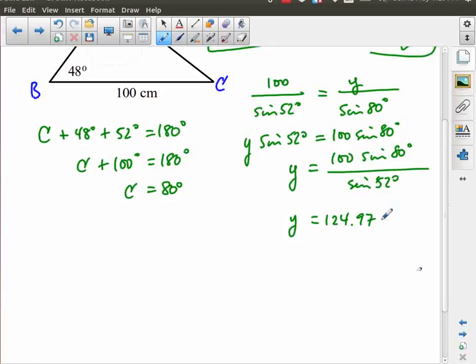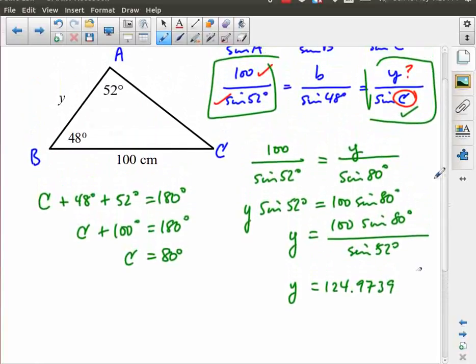124.9738977, so 39. Okay, and that's rounded already, and I'm going to round that to one decimal place. And because this 7 is going to cause this 9 to round to a 0 plus a 1, this actually rounds to 125.0. You have to include that 0.0.